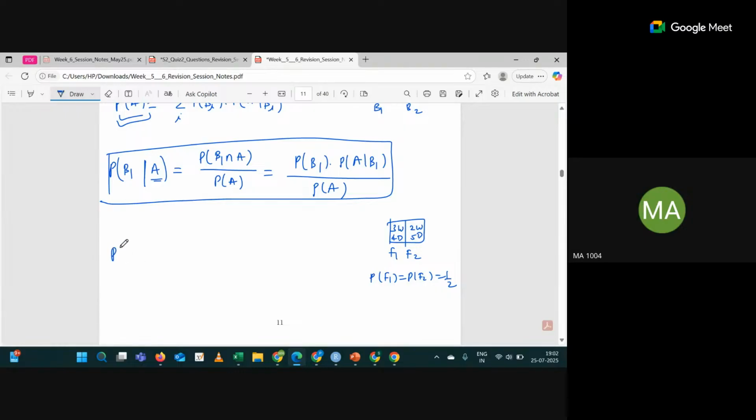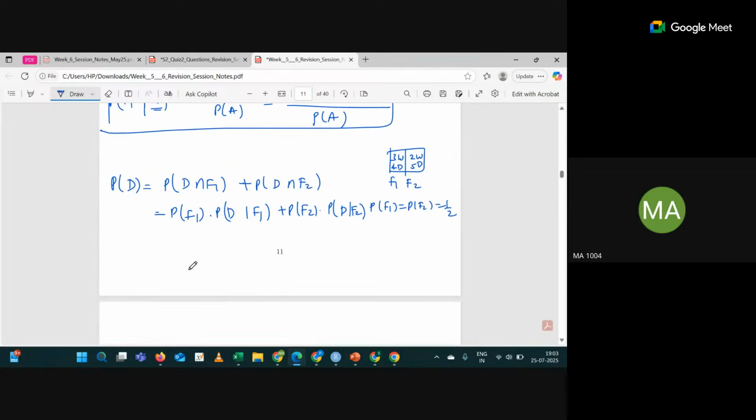What is the probability of selecting a dark chocolate? You will do probability of dark chocolate and it's from fridge 1, or probability of dark chocolate and it's from fridge 2, right? How will you split D intersection F1? Probability that F1 has been selected, into probability of D given F1, plus probability of F2 into probability of D given F2. Yes or no? This is something you can calculate, the probability of dark chocolate. Yes.